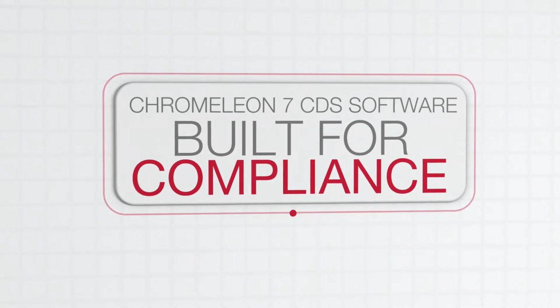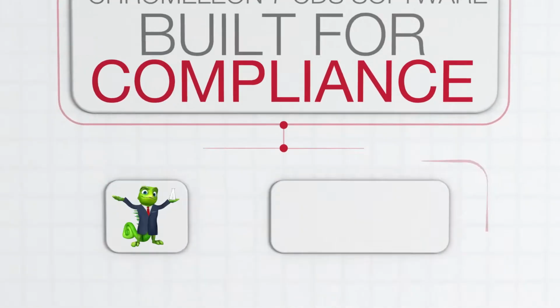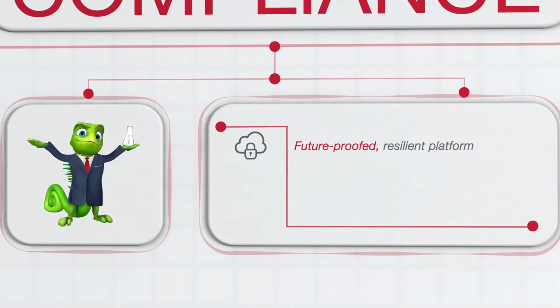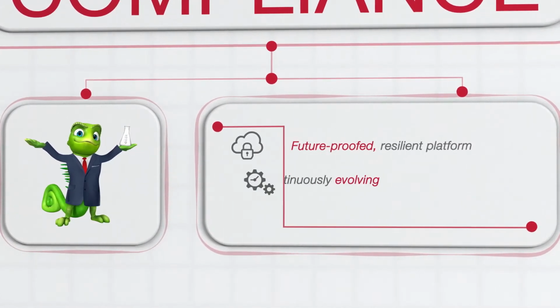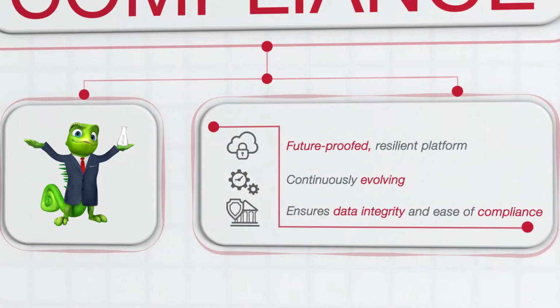Being compliant and audit ready is vital across a range of regulated industries. That's why we've built compliance into the Thermo Scientific Chromeleon 7 chromatography data system from the ground up. Since its launch in 2009, Chromeleon 7 CDS has offered a future-proofed, resilient platform with a comprehensive feature set that has continuously evolved to ensure data integrity and ease of compliance.